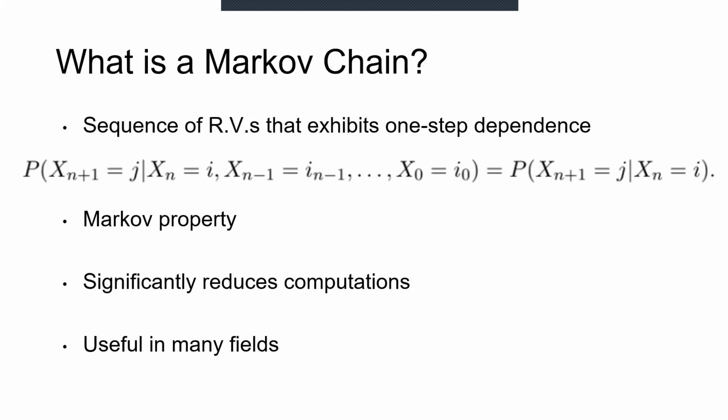However, if we used a Markov chain, according to the Markov property, we can ignore that and use only the most recent state that it was in. This significantly reduces computations and makes solving problems with complex distributions much easier. And this is useful in many fields such as finance, AI, sports, to biology, many fields that you can think of.